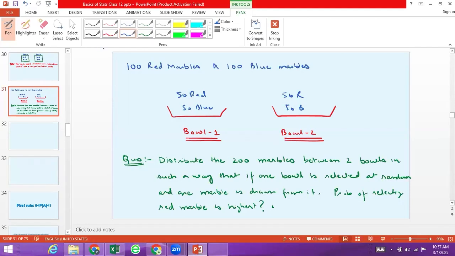No, 1 by 2. So you're right. It was 1 by 2 multiplied by 1 by 2, plus 1 by 2 multiplied by 1 by 2. So it will be 1 by 4 plus 1 by 4. That is 1 by 2. Yes, 1 by 2.